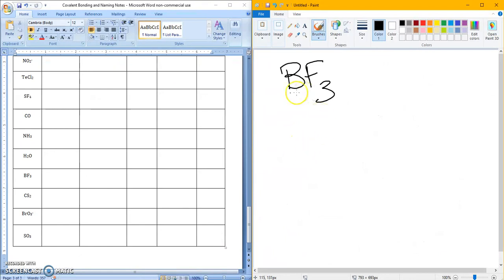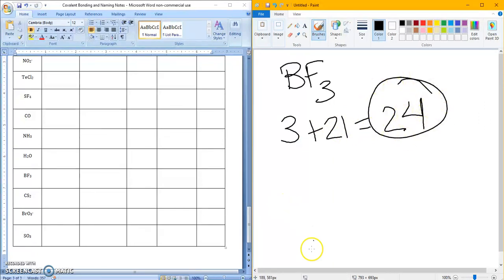Okay, last one. BF3, right over here. Follow my rules. Boron has 3 valence electrons. Fluorine has 7, but there are 3 of them, so 7 times 3 is 21. That gives me a total of 24 valence electrons.